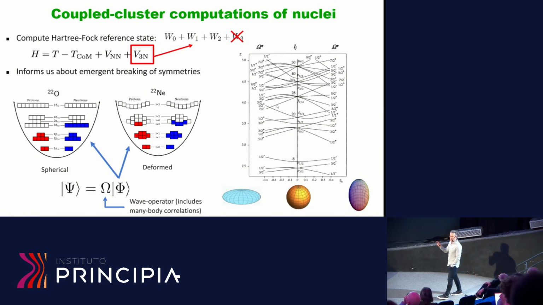As I mentioned, it should be a good leading order description. So for a spherical nucleus, you would assume that a spherical Hartree-Fock solution would be the best starting point. While if you go to a deformed system, like Neon-22 here, a spherical starting point is not obviously the most appropriate starting point. So we do a deformed one. We allow for emergent breaking of symmetry and also break rotational symmetry here. And we start from a deformed Hartree-Fock state.